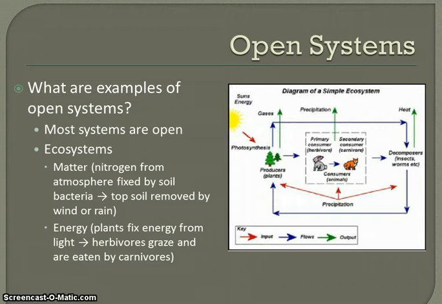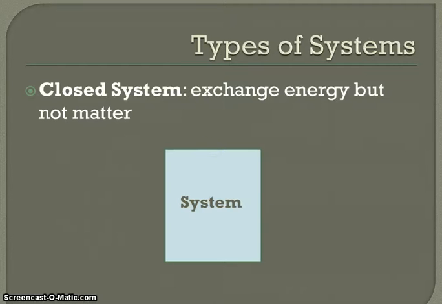So matter, we have biogeochemical cycles. Some of the cycles that we'll look at this year: nitrogen, phosphorus, sulfur, carbon, and we'll look at how that matter cycles through. Energy: plants fix energy from the light, so our solar energy is our input, and they pass along that energy in the form of glucose, and then heat is also passed along and lost by the ecosystem. So that would be another example of an output.